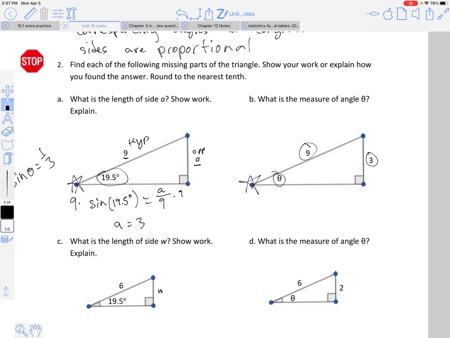All right. So using that idea, if we look over here, we actually have not just a similar triangle, but we have the exact same triangle, right? So 3/9, 3/9, they're the same. So that means that theta has to be 19.5 degrees because they are similar triangles.